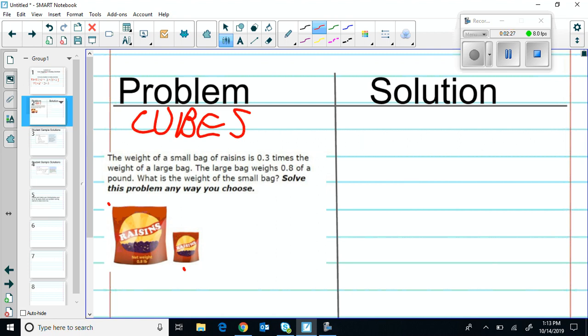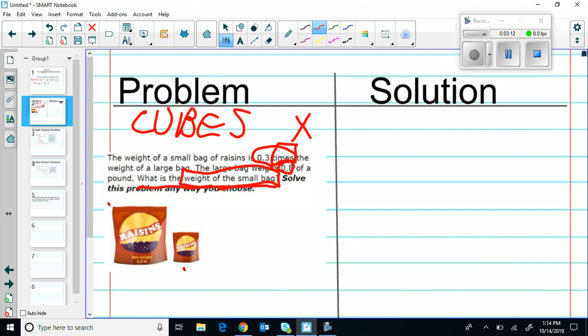So we're going to go back and circle our numbers, 3/10 times the weight of a large bag, and the large bag weighs 8/10 of a pound. We're going to underline the question, what is the weight of the small bag? And then we're going to box keywords. I think times is a very important keyword there because that's signaling in our brain that we're probably going to be needing to use multiplication or repeated addition. And then also, what is the weight of the small bag? I think that's important to box as well.